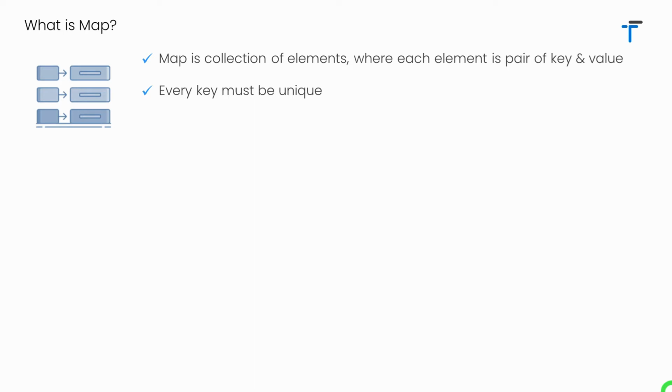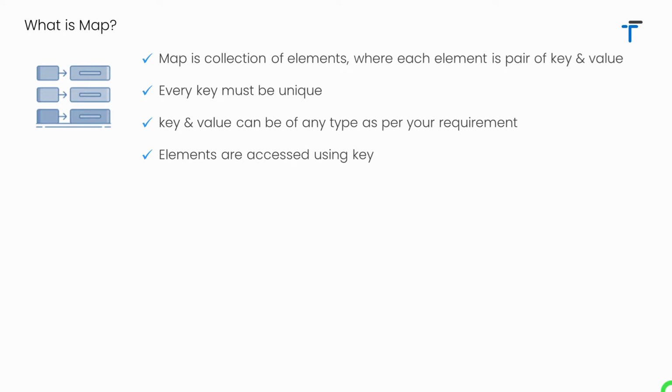Then every key must be unique. So if you try to have the same key for another element, then in this case the existing element will be replaced by the new value. Then a key and value can be of any type, meaning we can have a key of string, a key in the form of integer, and even a value can be of string, integer, or dynamic. So based on your requirement, you can go for any kind of key and any kind of value here. Every time you access an element, modify the value of an element, or even delete an element, you must specify the key for that element.